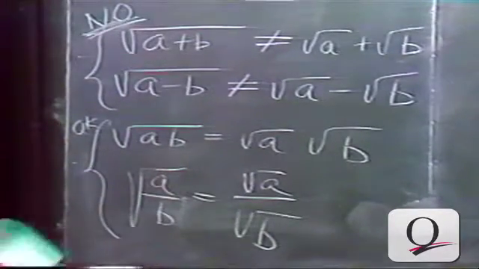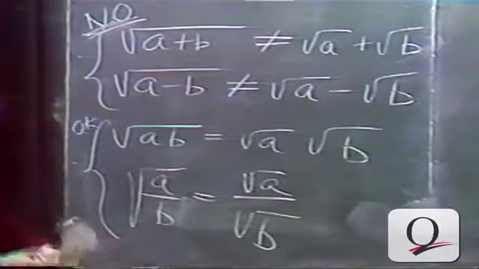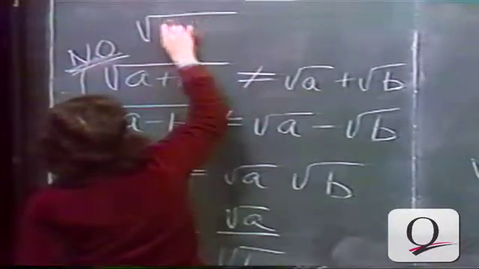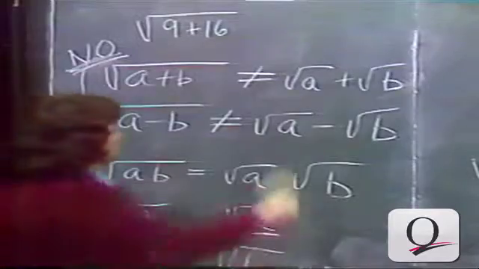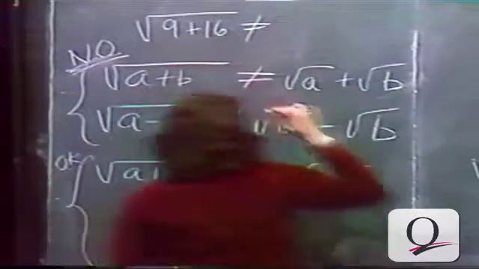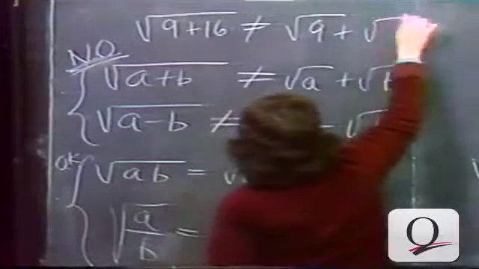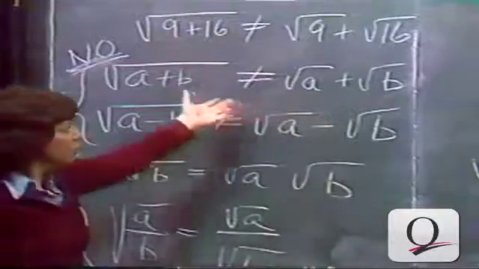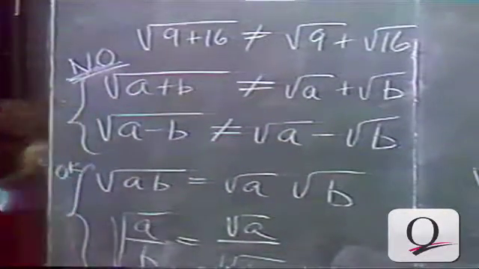Somehow people want to do it more when there are numbers involved rather than when they're just letters. For example, if you had the square root of 9 plus 16, that is not equal, much as it would be nice if it were, to the square root of 9 plus the square root of 16. You don't need a proof to show something like this doesn't work. You just need an example that doesn't work. That does it. It shows you that it's not generally true.